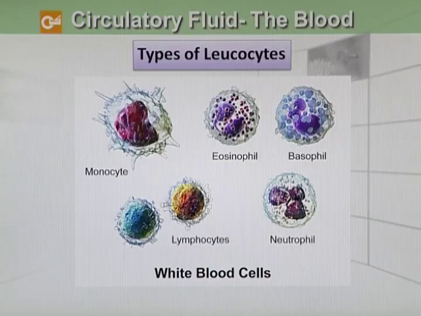Number one is monocyte, and monocytes give rise to macrophages, which destroy larger particles by phagocytosis. The second type is eosinophils, and they provide defense against parasites. The third type of leukocyte is the basophil, and it releases heparin to prevent blood clots, and histamine, which causes inflammation. Then we have lymphocytes, which can be B lymphocytes or T lymphocytes. They have a role in antibody production as well as cellular immune response. And lastly, we have neutrophils, and they destroy small particles by phagocytosis.